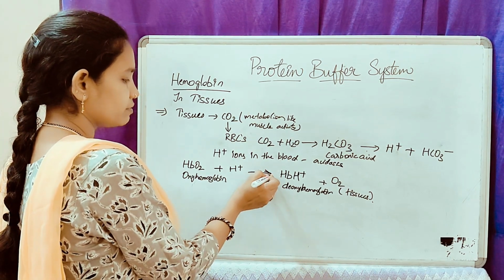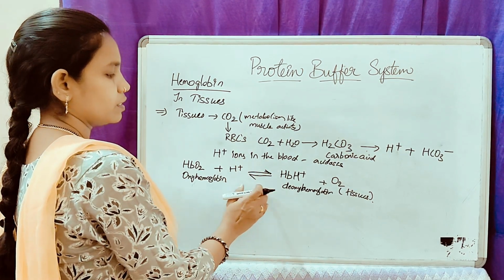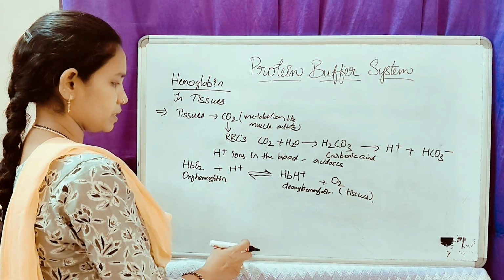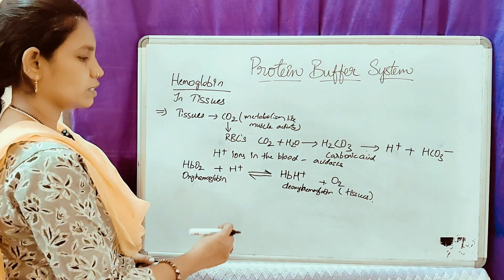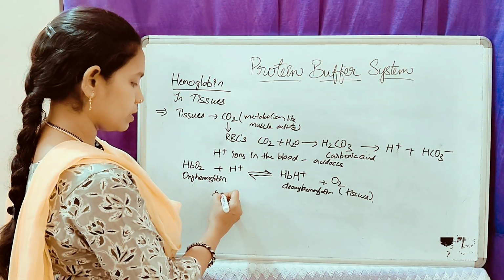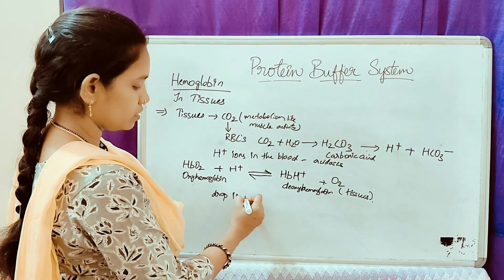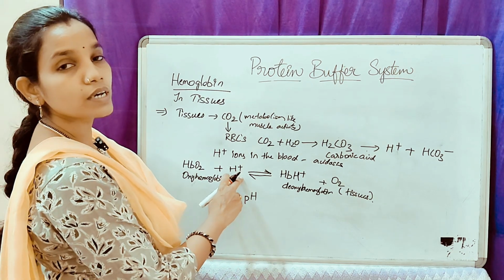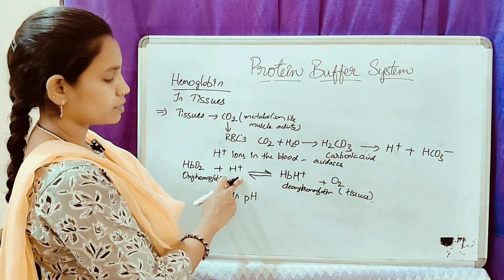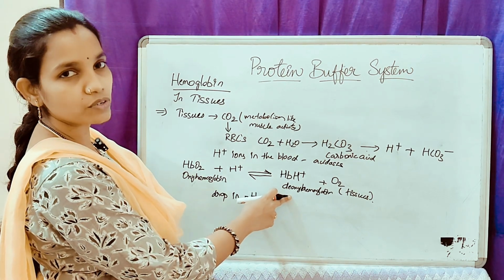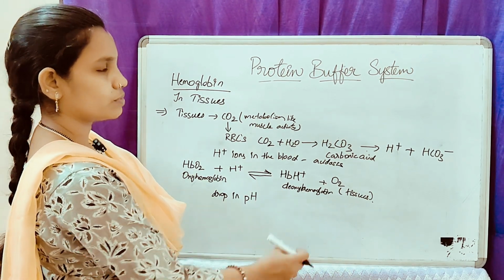So actually it is a reversible reaction. It acts both ways depending on the pH of the environment. So here when there is a sudden drop in the pH, what this oxyhemoglobin does is bind extra H plus ions which are present in the blood to form deoxyhemoglobin, and it releases oxygen into the tissues. Is it clear?